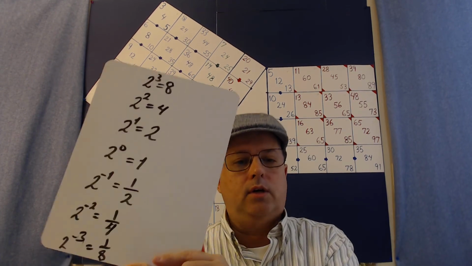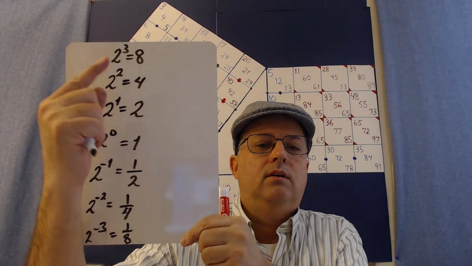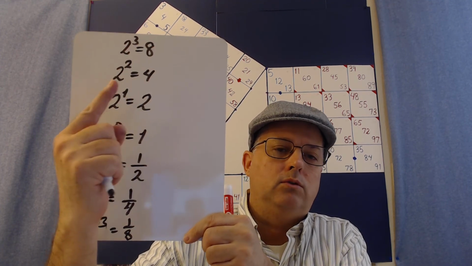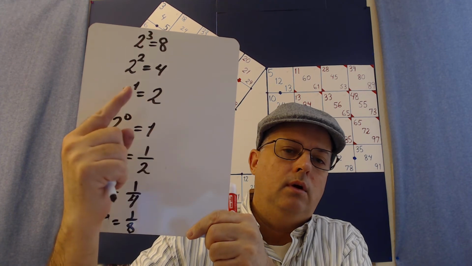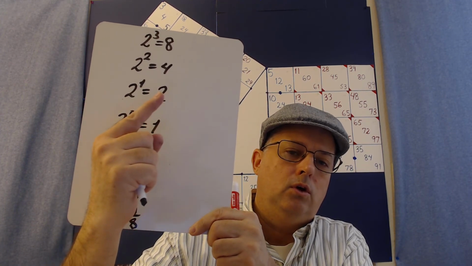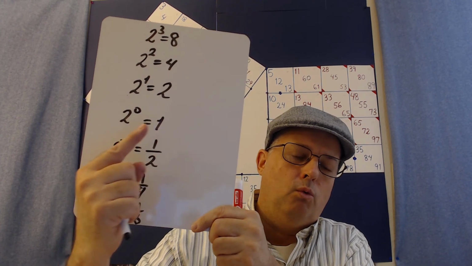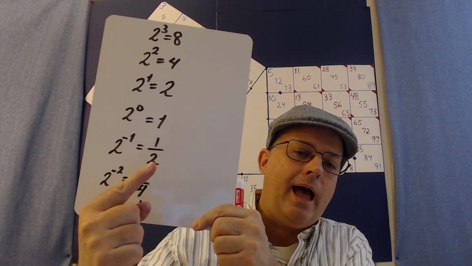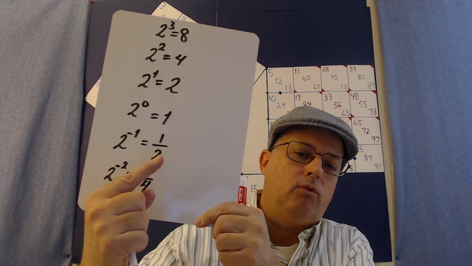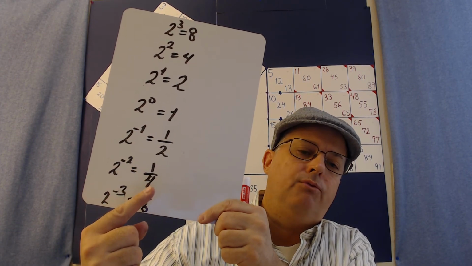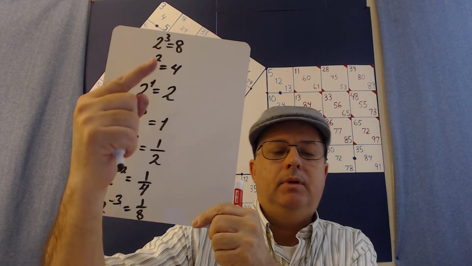Okay, so check that out. Check this out. 2 to the third is 8. 8 divided by 2 is 4. So 2 to the second is 4. 4 divided by 2 is 2. And so 2 to the first is 2. 2 divided by 2 is 1. So 2 to the 0 is 1. 1 divided by 2 is a half. And so 2 to the negative 1 is a half. And when you take a half of a half, you get a fourth. And so that's what we've been doing all along.